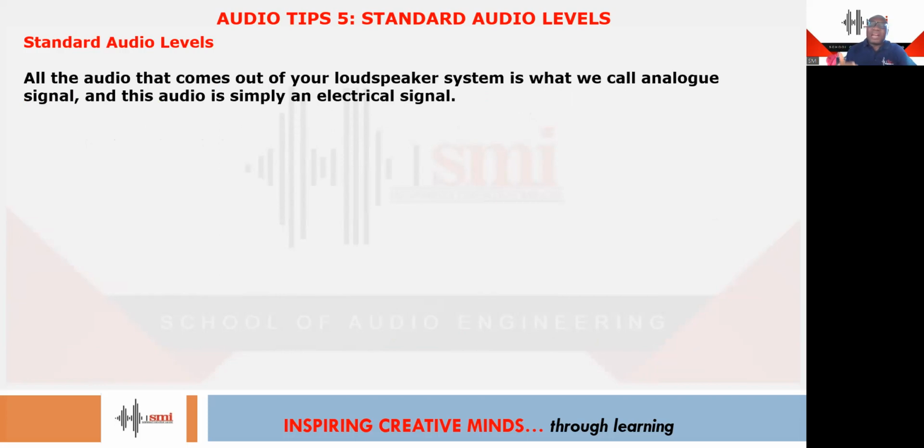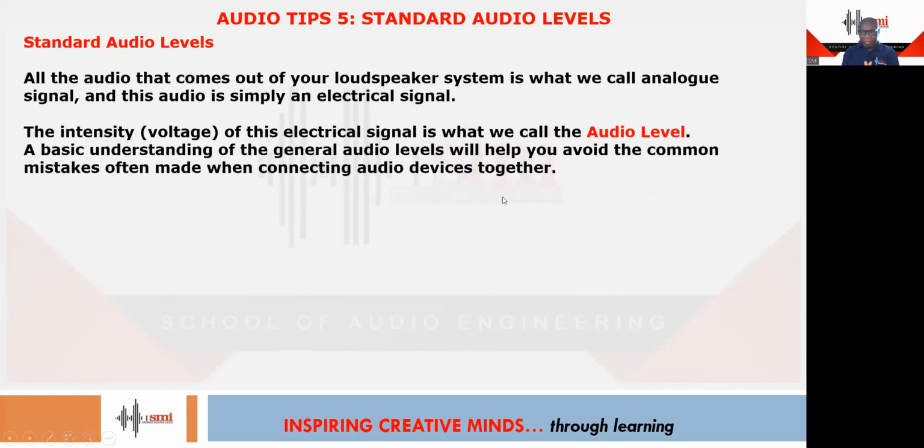All audio that comes out of your loudspeaker system is what we call an analog audio signal. And this audio is simply an electrical signal. That is one thing you need to know. Every audio that comes out of your loudspeaker has gone through a stage. And this audio is simply called what? Electrical signal. So the intensity, that is the voltage of this electrical signal, is what we call audio level. And it's measurable, the magnitude and the intensity of it, which we call voltage. There is current that flows. That is the signal that flows. But what is the magnitude or the voltage each of these audio signals possesses in the signal flow?